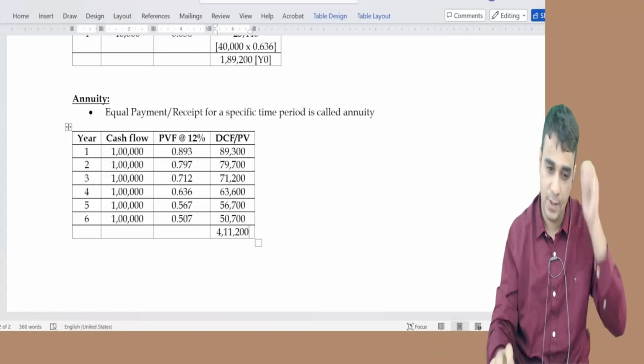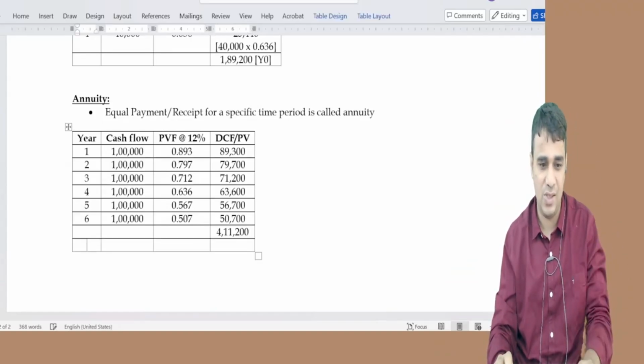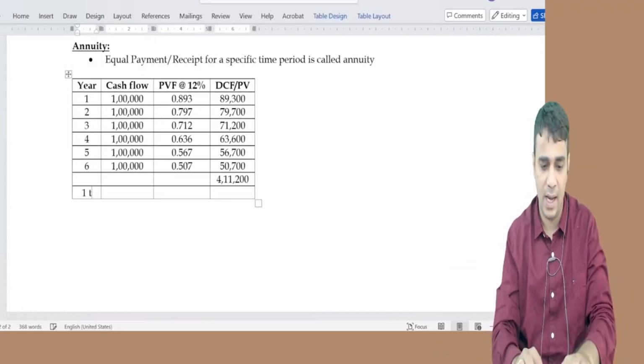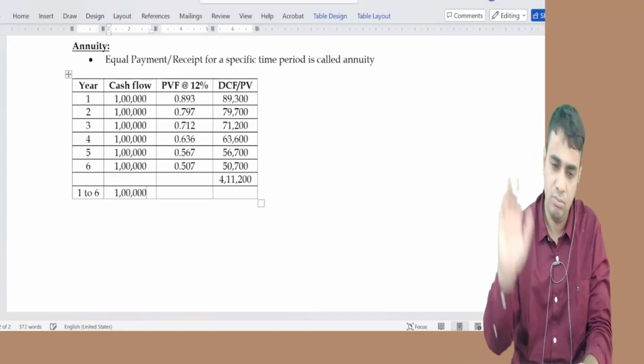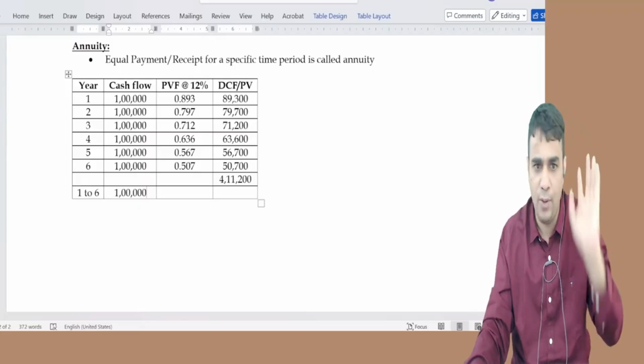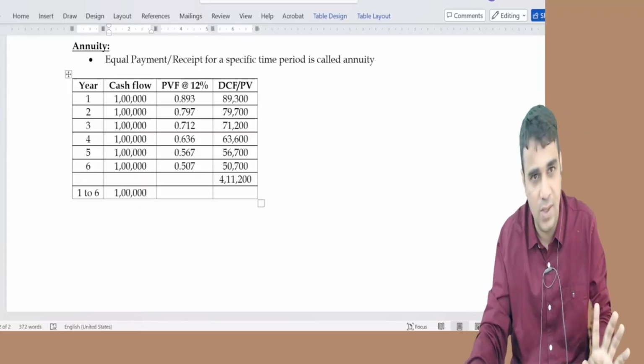Okay, I got this number. Another guy said, no, this is useless. Why should I do it like this? I will write 1 to 6 together. Every year same amount. So let's write only 1 lakh, only once.